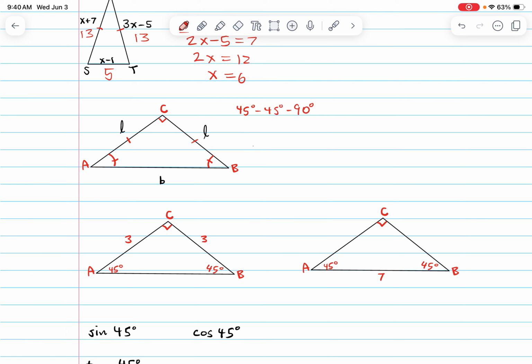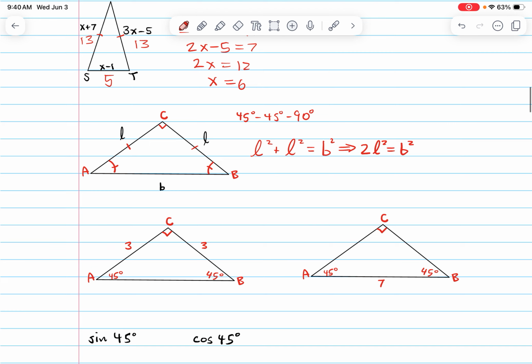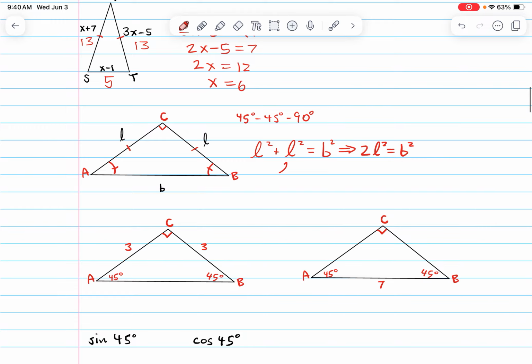So here I go. I'm going to go L squared plus L squared equals B squared. Okay. See, that's just the Pythagorean theorem right there. Now, let's work this a little more. We've got 2L squared equals B squared. Let's see how this is related. Let me solve for L here. L squared equals B squared over 2.